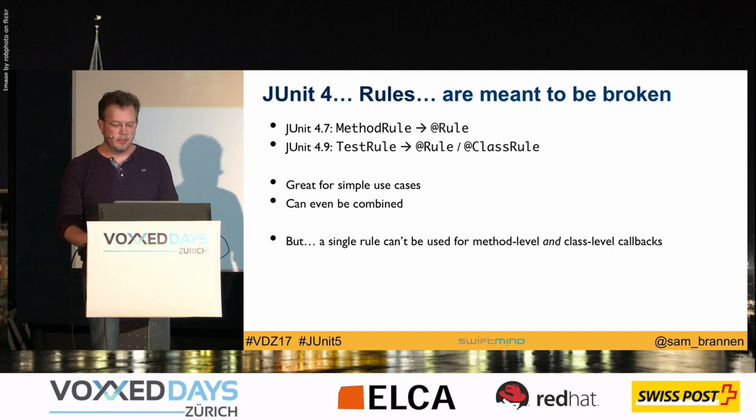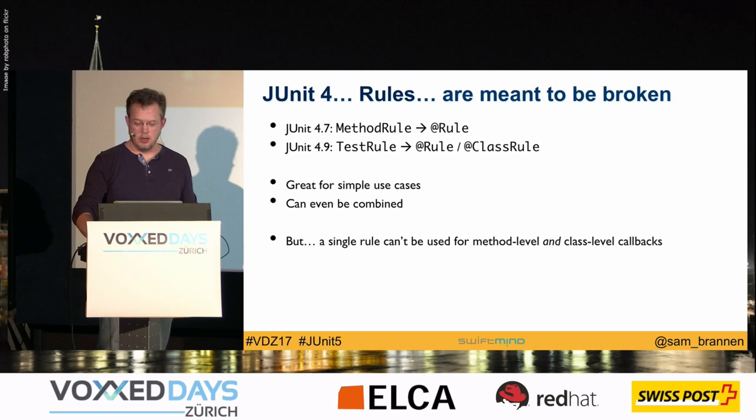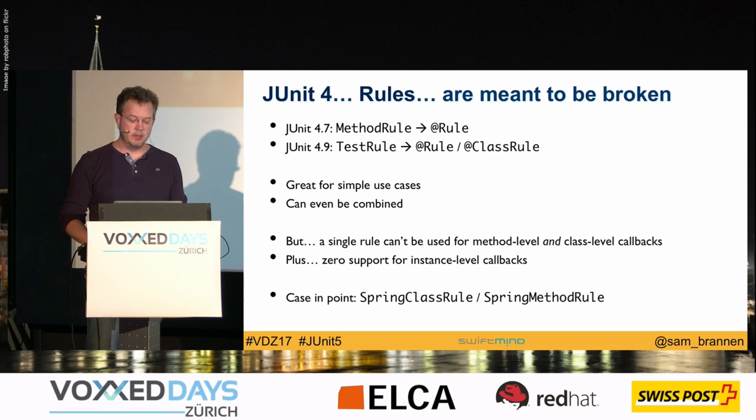But a single rule can't be used for both method level and class level callbacks. So case in point, the Spring class rule and Spring method rule that I implemented in Spring's testing framework. It was impossible, unfortunately, to have one rule, right? We had one runner that you could use, but when you want to use rules, because of the architecture of JUnit 4, you have to have two, and that just makes it kind of annoying for the user, so basically copy and paste to get that working.